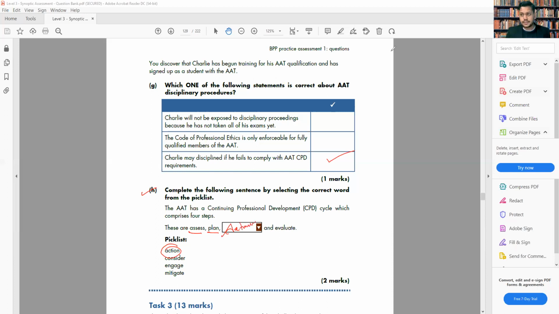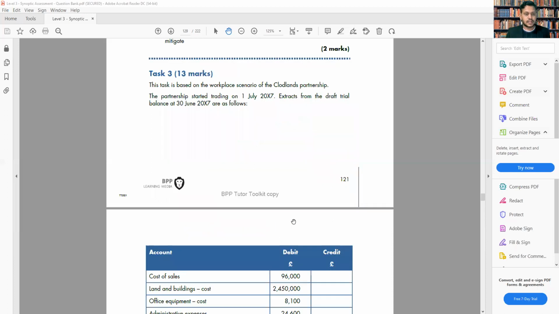All right, let's move to the next one, task 3. Let's have a look at what we have there. Task 3 is based on the workplace scenario of the Codeland partnership. The partnership started trading on 1st July 2017. Extracts from the draft trial balance at 30 June 2017 are as follows.